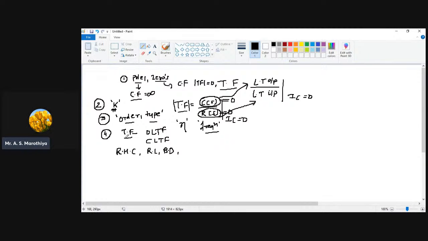That is very important. Through transfer functions, we are also in a position to find the characteristic equation. Now, what is the characteristic equation?